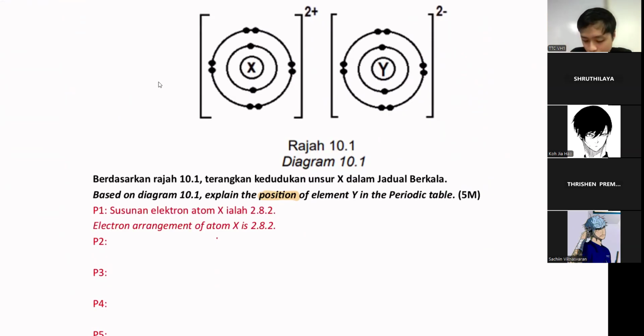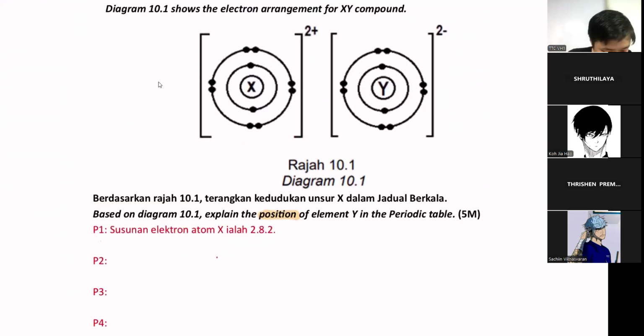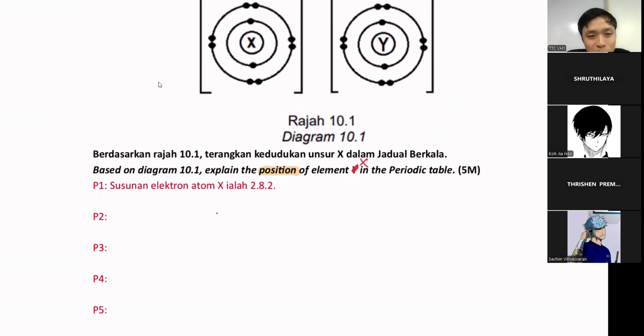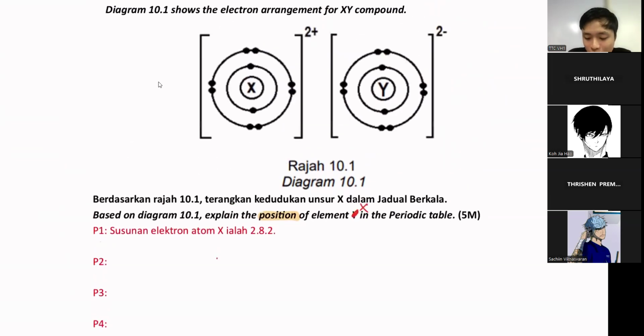So for X plus, sorry, there should be Y, right? The answer I gave is X. Sorry, I have to change it, it's supposed to be X. Typo, I am sorry. So X is 2 plus. It means for atom X, the ion is 2.8. Atom X is 2.8.2, because originally it is 2.8.2, donated 2 electrons, become 2 plus, so 2.8.